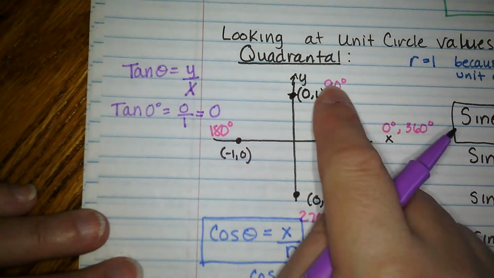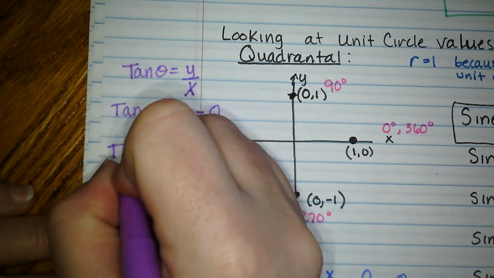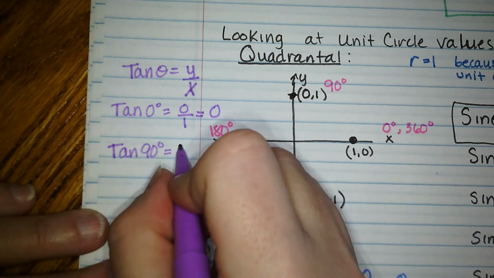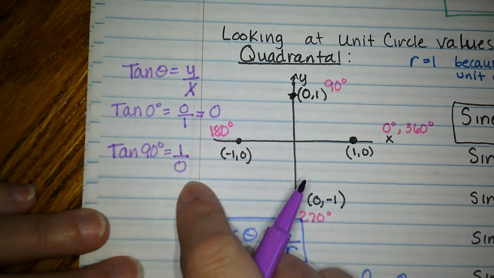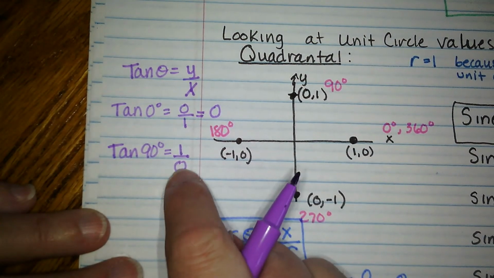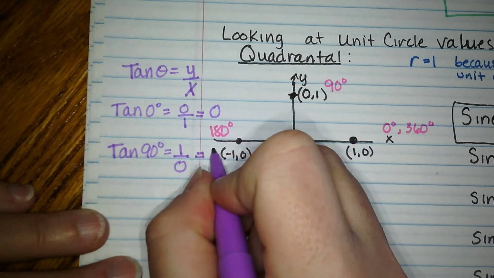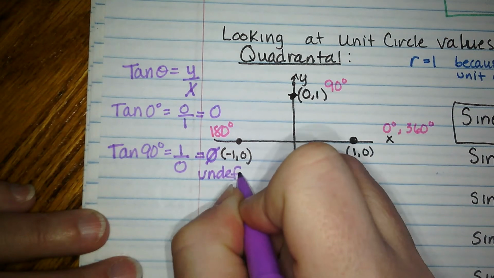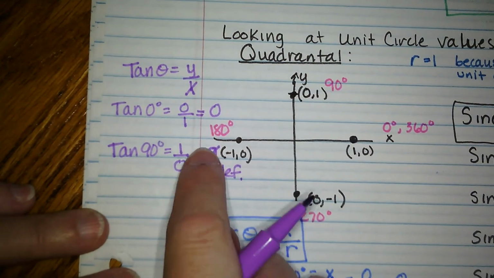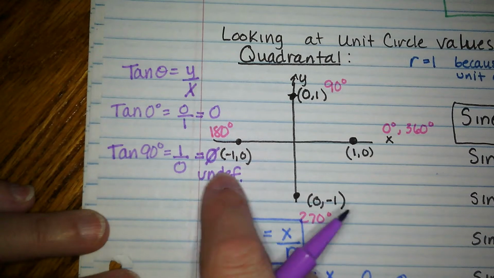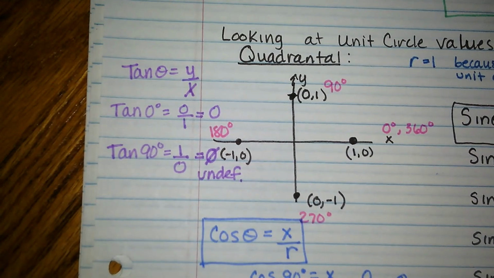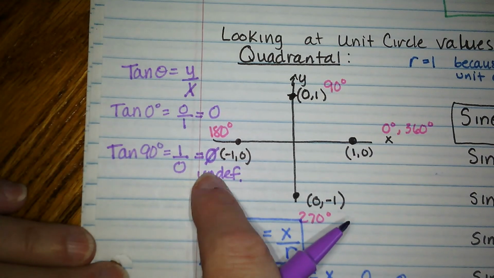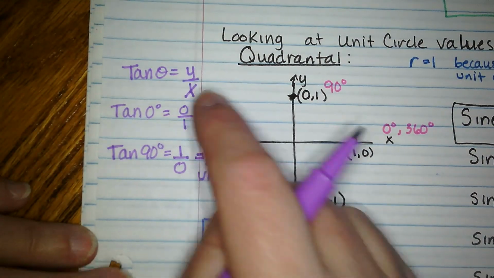But when I do tangent of 90, that's y over x. I get 1 divided by 0. And remember that when we divide by 0, that is undefined. This is an undefined answer. So you can write 0 with a line through it or put UNDEF, undefined. There's no answer for this. It's undefined because you're dividing by 0. So for tangent, you're either going to get a 0 for an answer or you're going to get undefined for an answer. You take your y coordinate and divide by your x coordinate.